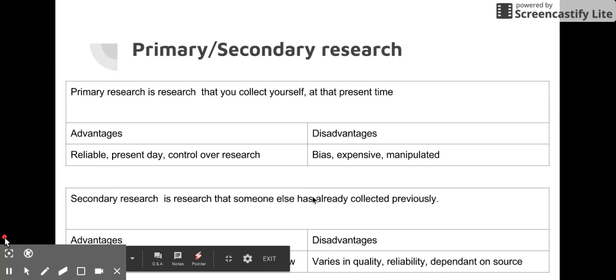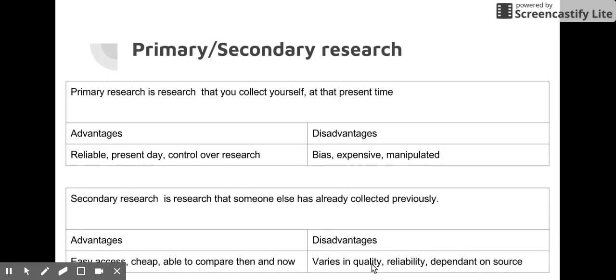Secondary research, it's research that somebody else has already collected, so someone from the 1950s, someone from 2010, it's already been collected. There's easy access to it. You can get it over the internet, you can get it through the books, you can get it through libraries. It's everywhere. It's cheap, you don't have to do the research yourself, and you're able to compare then and now. So you can look at data that's been provided now, like a year ago, present day, and then you can look at data from the 1950s and 1925s.